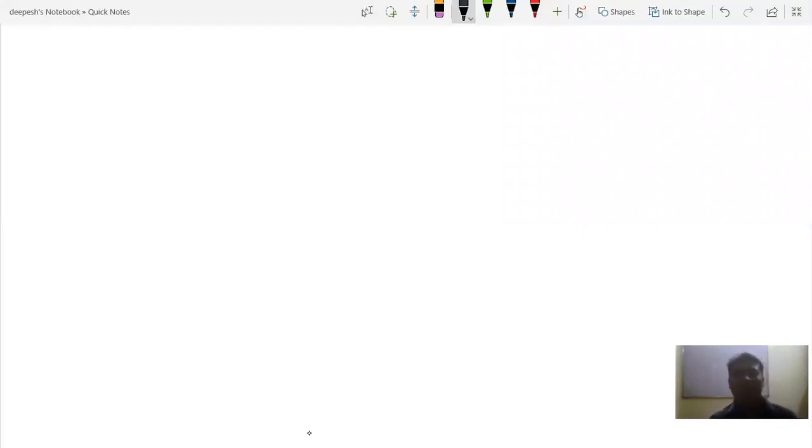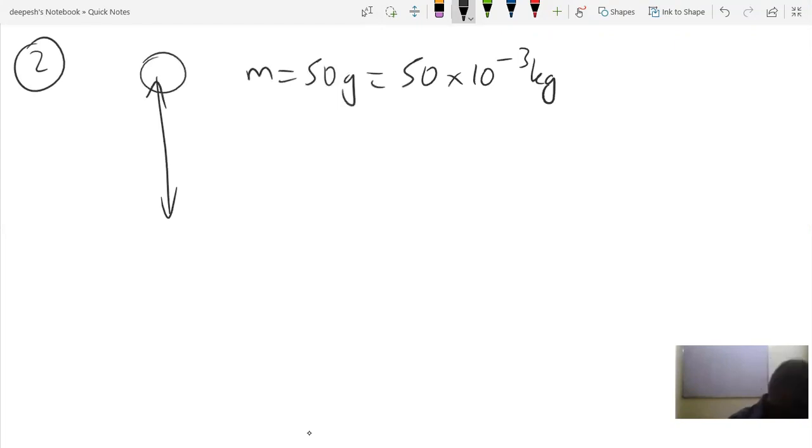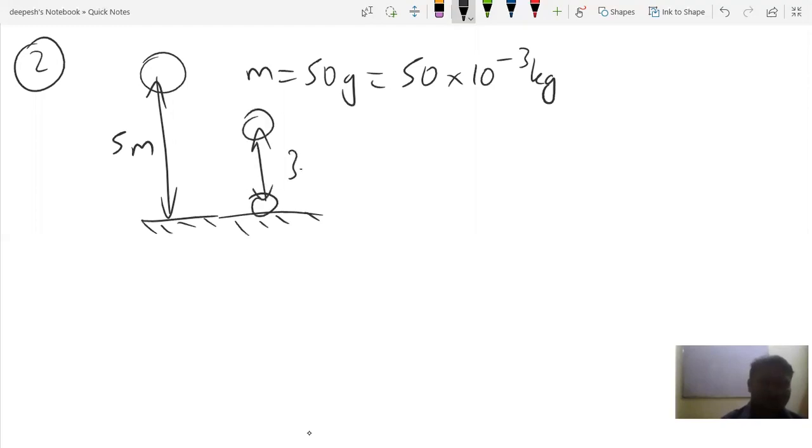So let us move to the second question. Second illustration: we are given an iron ball of mass 50 gram, which is 50 into 10 raised to minus 3 kg. It is given in the question, this ball falls down from a height of 5 meters. And after colliding with the ground, it comes to a height of 3.2 meters.